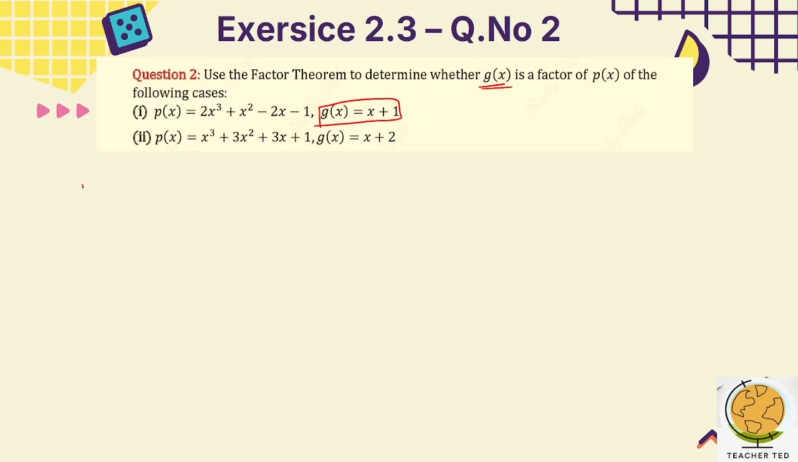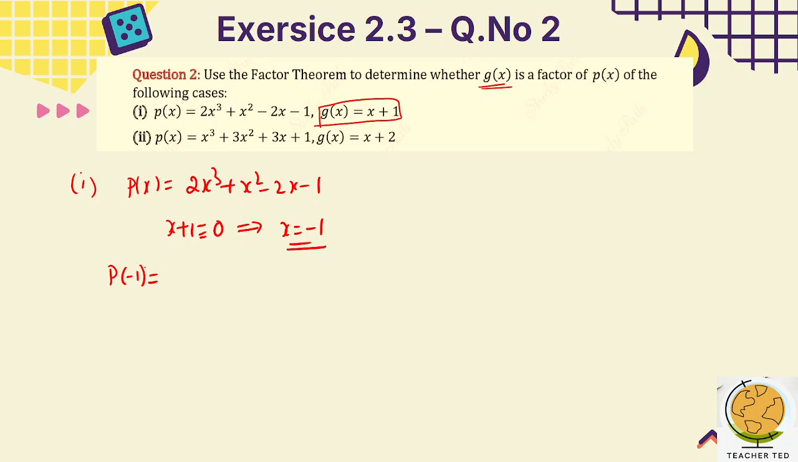For the first problem, the polynomial given is p of x is equal to 2x cube plus x square minus 2x minus 1. So g of x is equal to x plus 1 is the factor. You need to know the factor here. x plus 1 is equal to 0. Substitute x plus 1 is equal to 0, and x is equal to minus 1. Substitute the value of x is equal to minus 1 in the given polynomial, and if the remainder becomes 0, then we can call the given g of x a factor of p of x. So that's a simple way to analyze the problem.